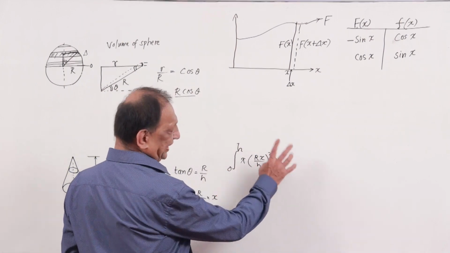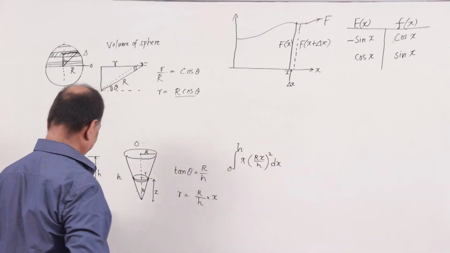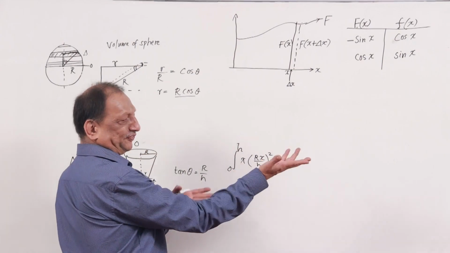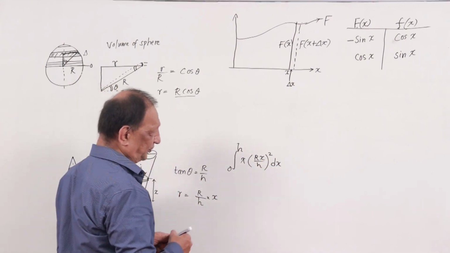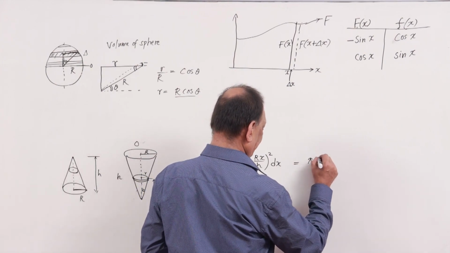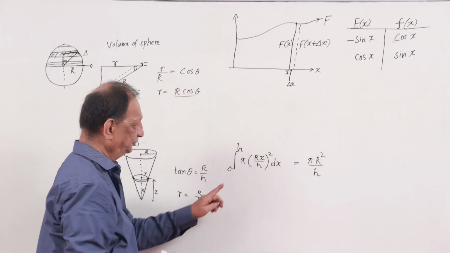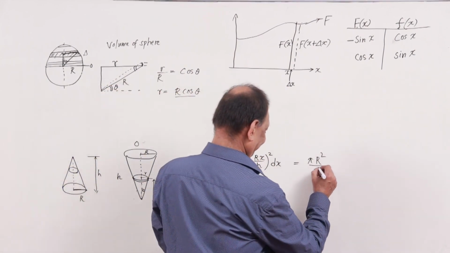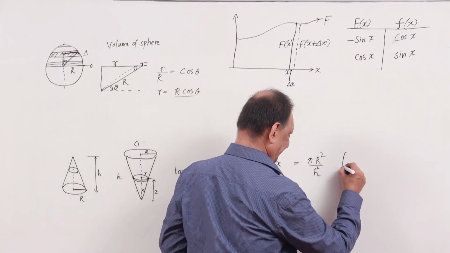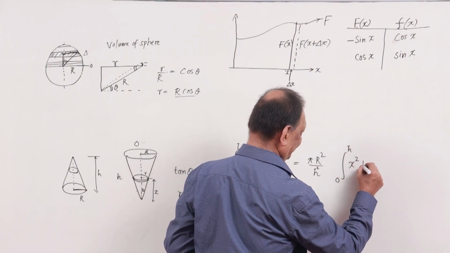So now I want to integrate this. In this, capital R is a constant, doesn't change with x, right? H also is a constant. Pi is definitely a constant. You can pull out all those constants outside. So that means equal to pi R squared by h squared, we take it out. Correct? Integral from 0 to h of x squared dx.